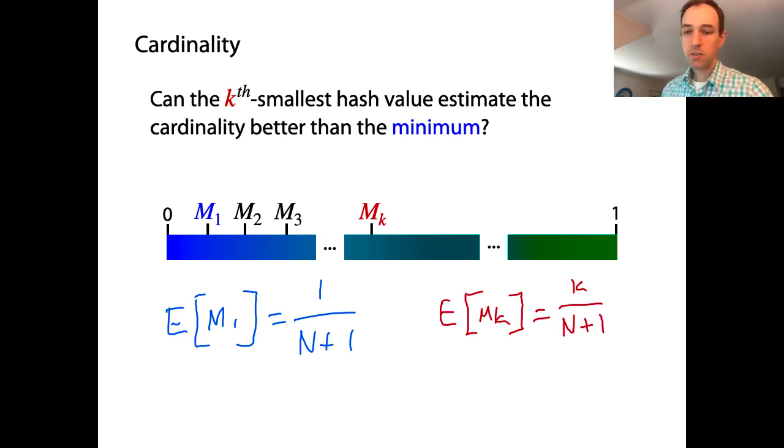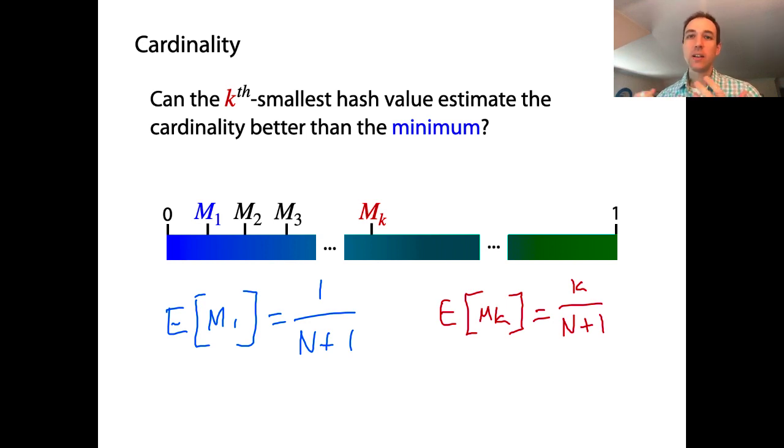Okay. So obviously, if you tell me the kth minimum value, if you tell me your best guess for big M sub k, I can turn that into an estimate for N, right? I can use this equation, solve for N, and now I can estimate big N from your big M sub k.